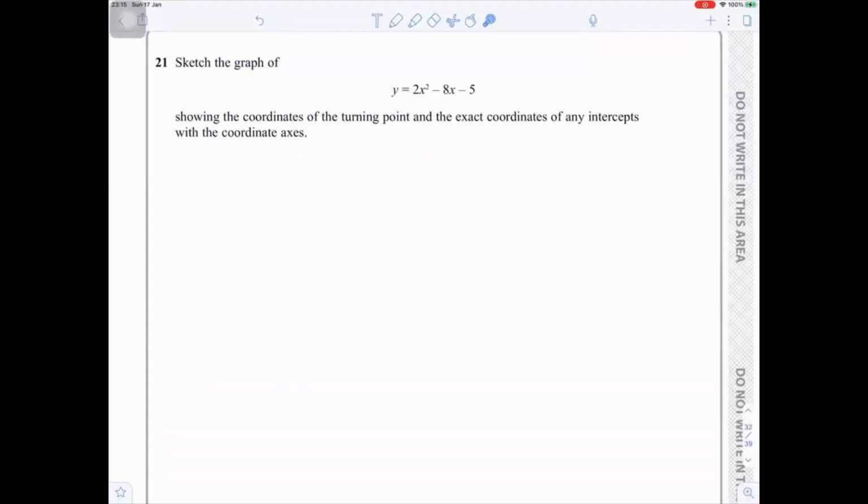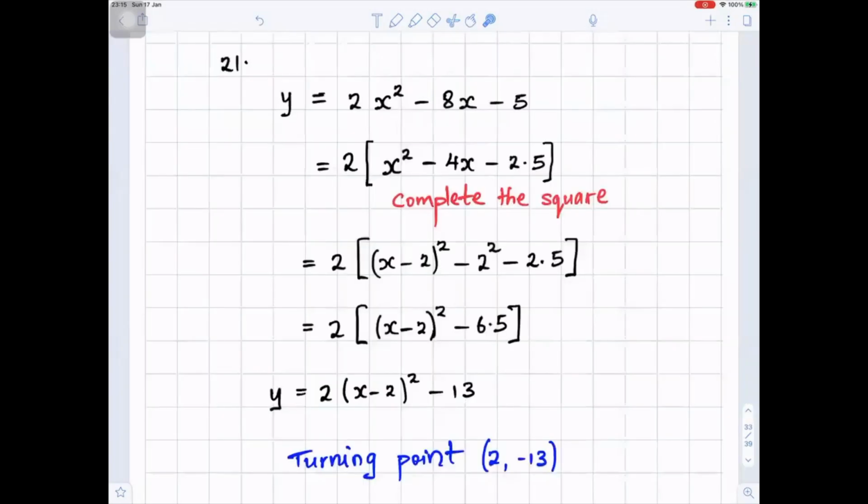Sketch the graph of y equals 2x squared minus 8x minus 5, showing the coordinates of the turning point and the exact coordinates of any intercepts with the coordinate axes. The first thing we want to do is complete the square. So 2 would factorize out, and you're left with x squared minus 4x, half of 8 is 4, and minus 5 over 2, which is 2.5. So the 2 stays the same, and we'll complete the square for what's inside that.